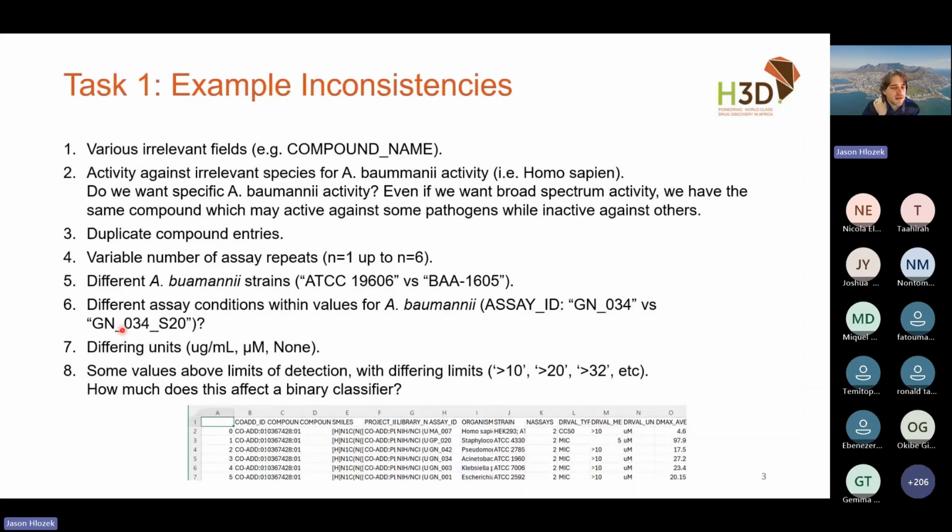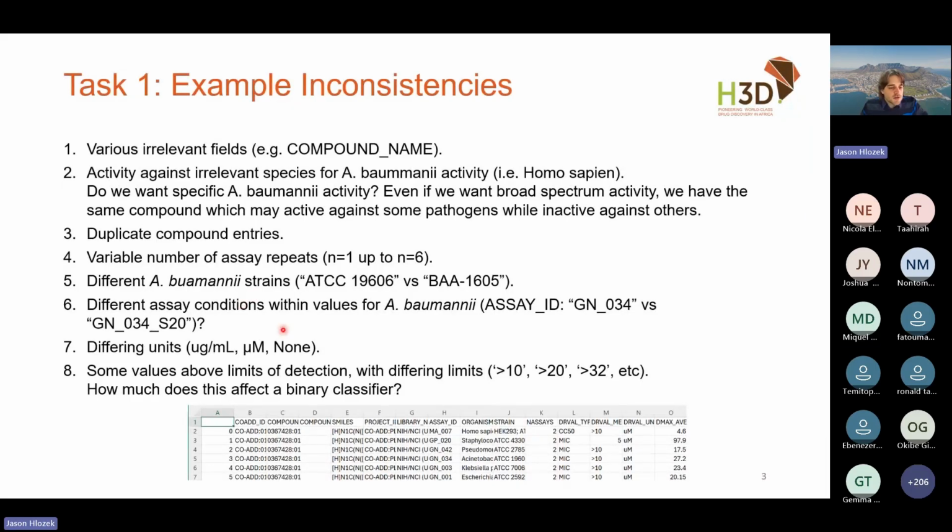And along with similar thinking, within the Acinetobacter baumannii, there were these different assay IDs. And so there's a huge question mark here. Is this assay ID with GN034 the same as this assay, which is GN034S20? What does S20 mean? I don't know. So this is again where, if you're in the public domain, you need to think about this. Do I need to exclude it to be safe, or do I have a biologist I can go speak to, to understand what this means and if it's relevant?